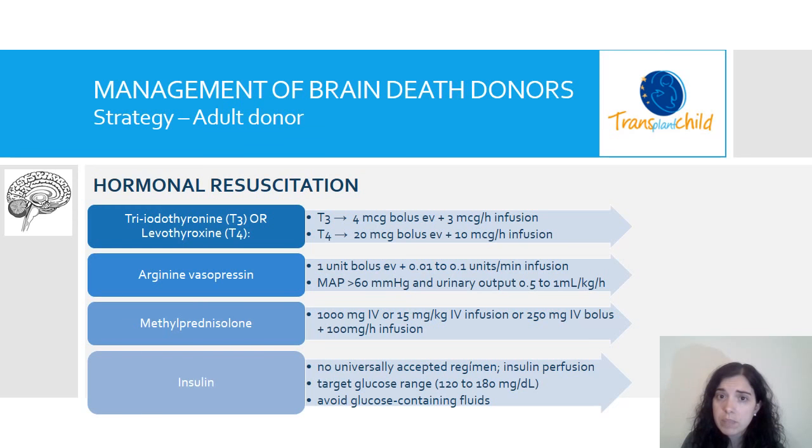Exogenous replacement of antidiuretic hormone in brain death donors has been shown to improve graft function in kidney, liver, and cardiac recipients. Recently, a hormonal resuscitation package with steroid, vasopressin, and insulin has been shown to improve not only organ retrieval rates, but post-transplant patient and graft survival.